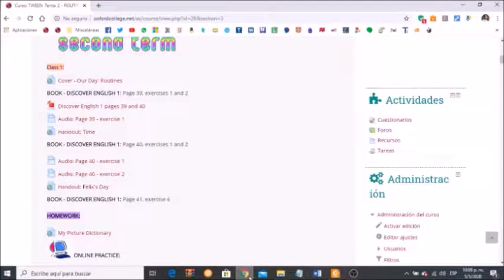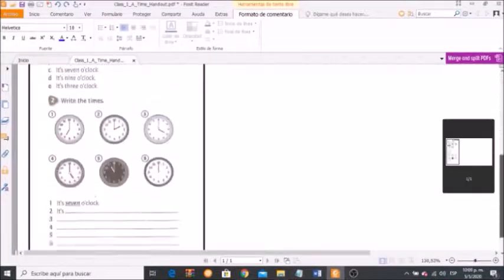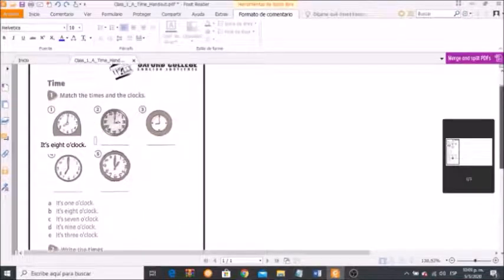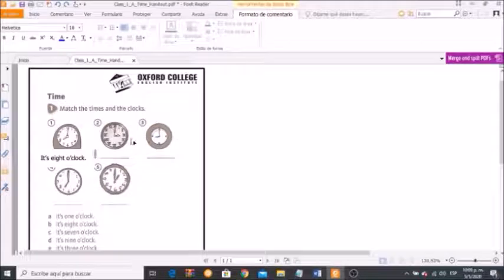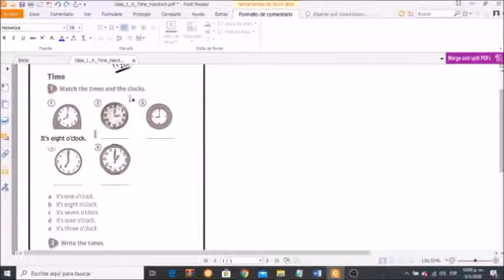Okay, now we're going to keep practicing telling the time, and we are going to work with the handout time. So, this is the name of the handout. So, this is the handout, and we are going to start with exercise 1. It says, match the times and the clocks. So, here we have some clocks, and here we have the time written in words. Acá tenemos la hora expresada en palabra, y acá tenemos los relojes, las imágenes de los relojes. So, the first one, this is the example, it's 8 o'clock.